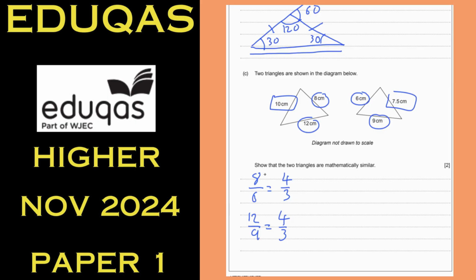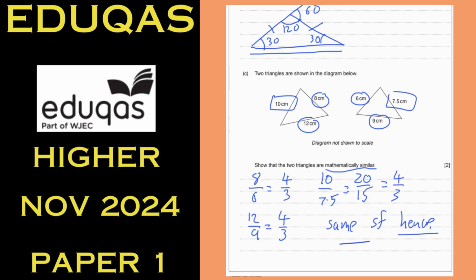That's 7.5. Not a problem. It's easy to get rid of. You could either times top and bottom by 10, then cancel it down. I'm going to double them. And guess what that cancels down to? Yep, 4 over 3. Show that they are mathematically similar. I would just put: same scale factor, hence similar. But you can write that out in full when you're having a bash.